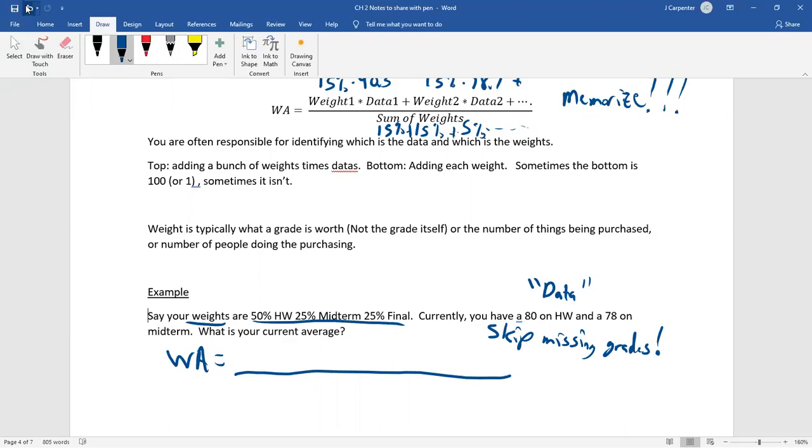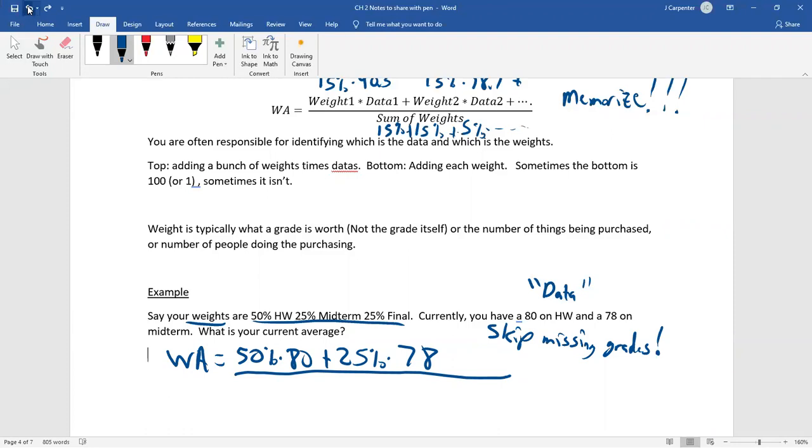So I'm not going to have three sum products in the top. I'm only going to have two. I'll have the 50% times, so that's the homework category, times the homework grade, which was an 80, plus the midterm, which was 25%, times the midterm grade, which was a 78. I don't have anything for the final because we don't know what the final grade is. It hasn't been weighed in yet.